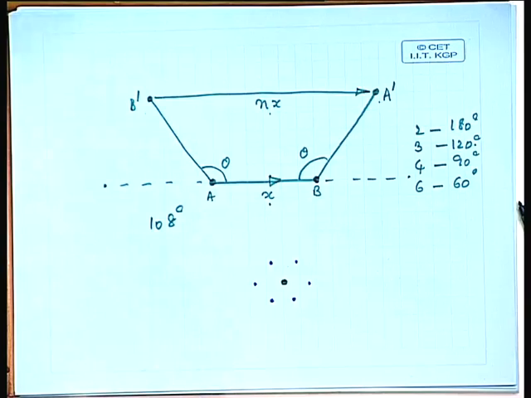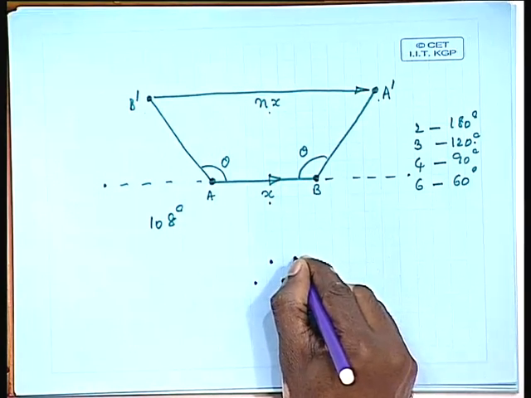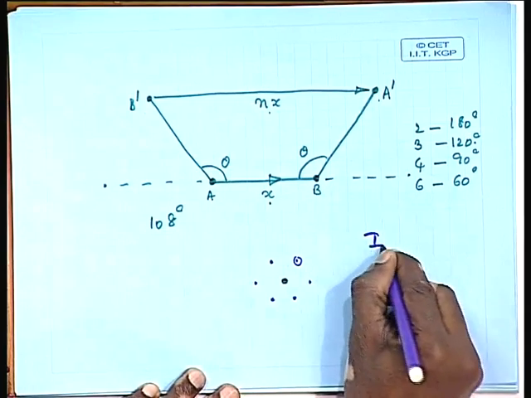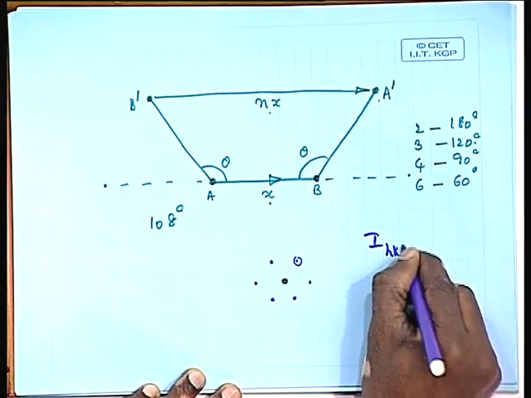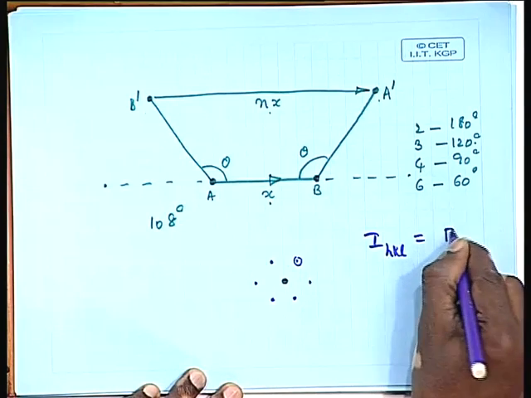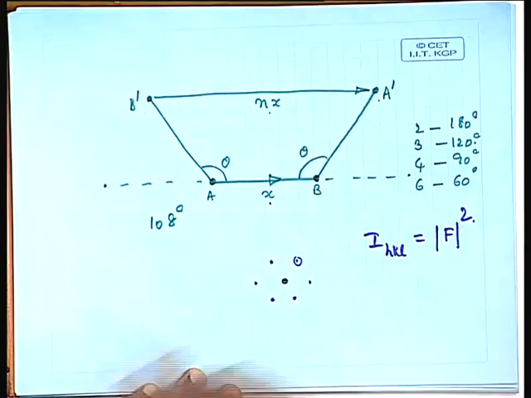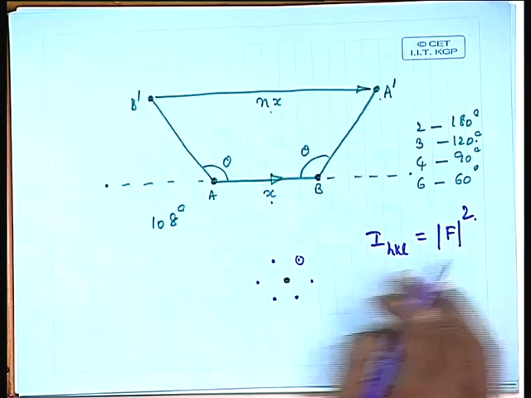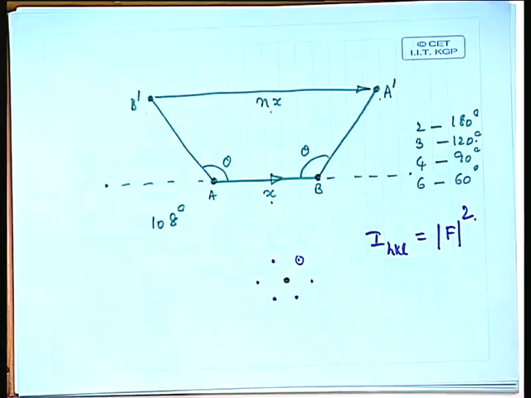The reason is simple. If you look at the diffraction, the intensity of the diffracted spot, if this is a diffracted spot, the intensity I of any HKL plane is equal to what? It is equal to the square of the structure factor. Anyone who has gone through X-ray diffraction knows this. So intensity is the square of the structure factor.